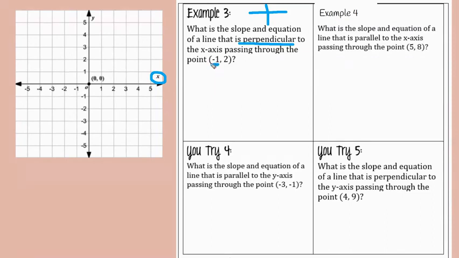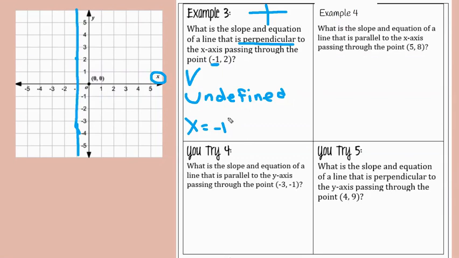So the first thing I'm going to do is I'm going to identify -1 and 2. That's going to be here. And it's going to go straight up and down because it's perpendicular to the x-axis. That means it's going to cross. I can't draw a straight line. So that's what this line is going to look like. So now I know it's a vertical line. It's going to be undefined. So undefined. You can spell it out if you want to. If you want to, it's okay. And then it's vertical, so it's going to be x equals, what's the x value here? -1.